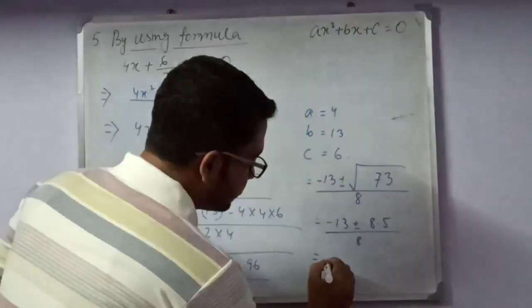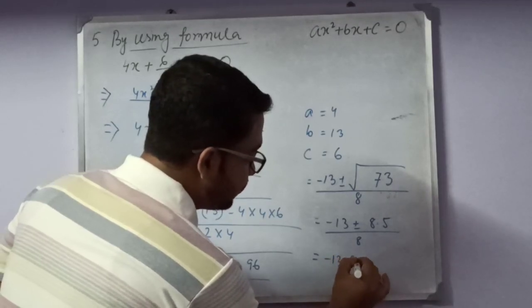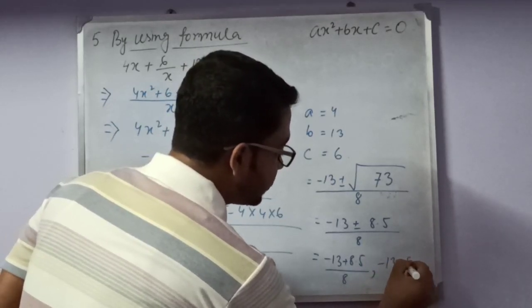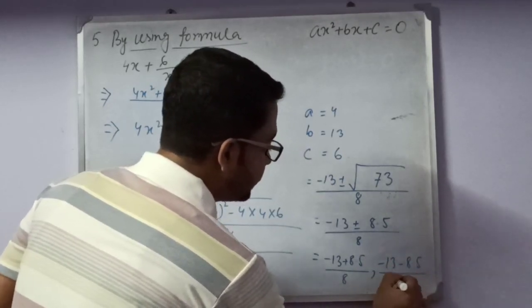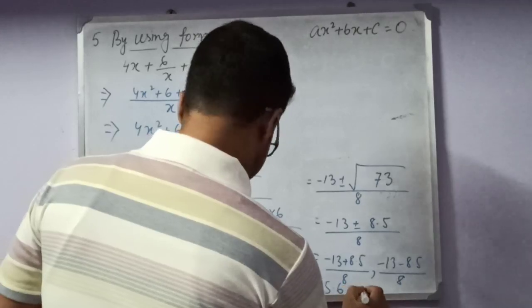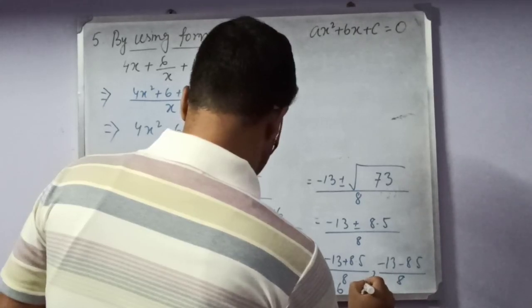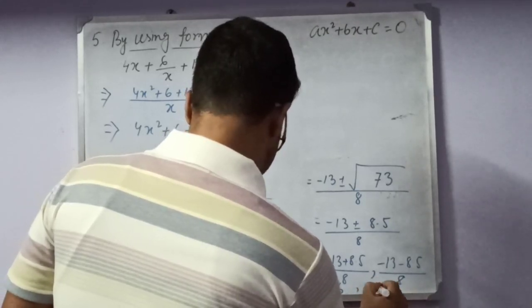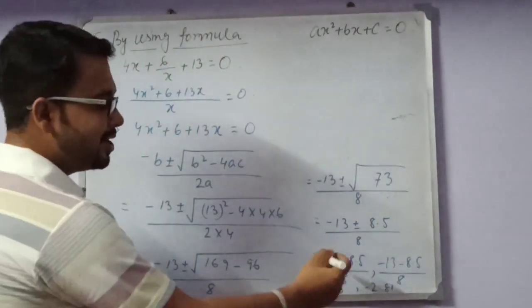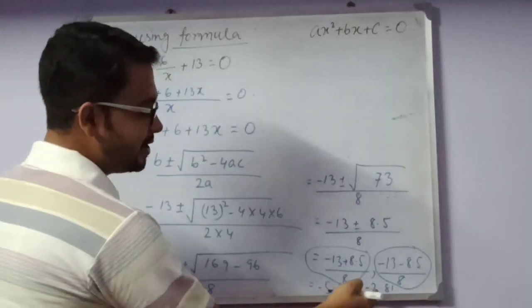So there are two cases. One is minus 13 plus 8.5 upon 8, and another one is minus 13 minus 8.5 upon 8. Now solving these two, we easily find the answers, which come to nearly minus 0.56 and minus 2.81. You just solve these two parts in your copy and you will easily find these two answers.